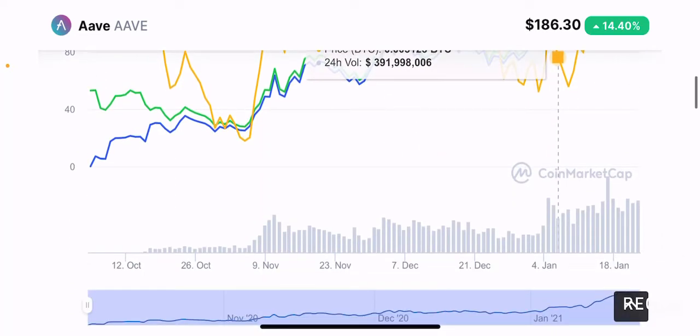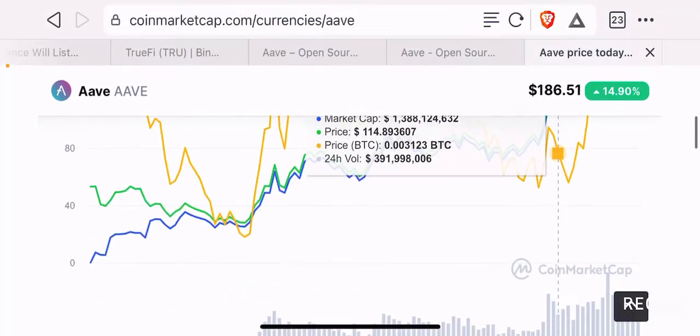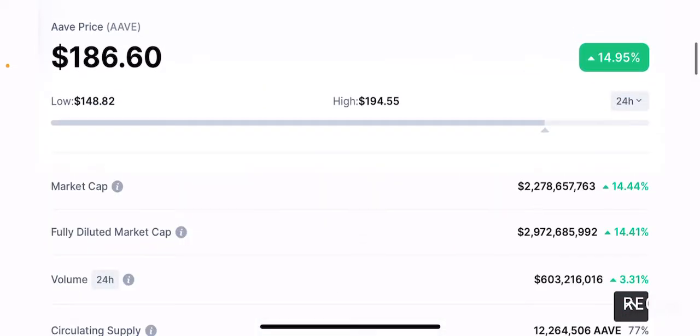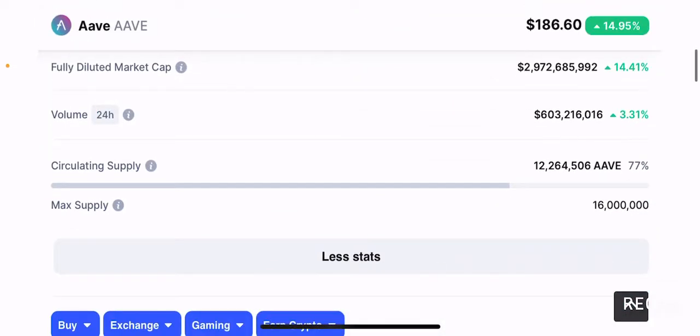So again, this token has incredible potential, because if you look at its tokenomics, you can clearly see that there is a very limited supply, 16 million to be specific, which is way lower than many tokens in the cryptocurrency space. And this max supply is pretty incredible for a blue chip token like AAVE. And you can see that the current circulating supply is 12.2 million AAVE, which is 77% of the max supply.